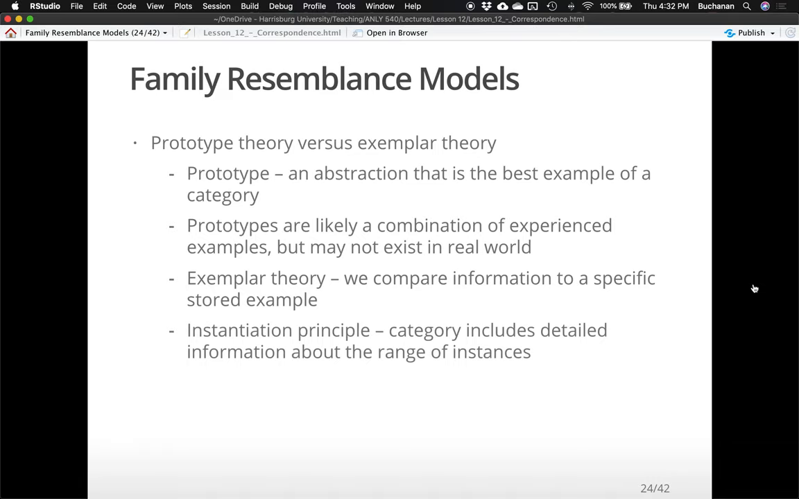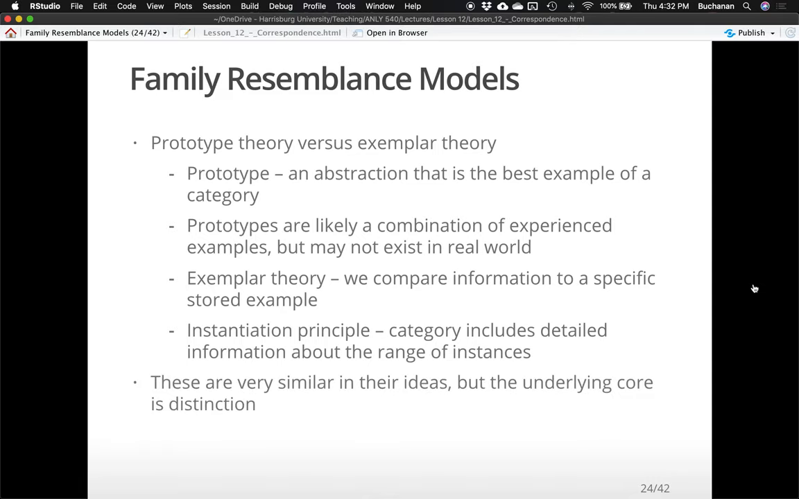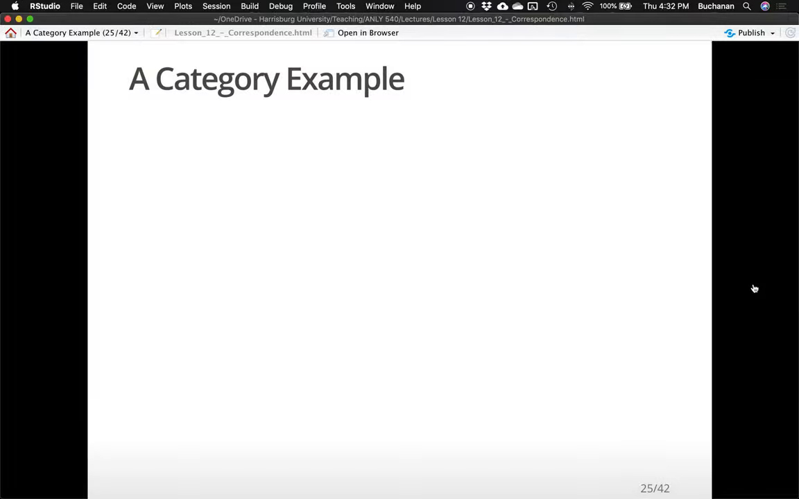The idea is that things are instances. A category includes detailed information about each range of instances or experiences. These two theories are very, very similar. The core distinction is how the category comparison occurs. It's occurring to a prototype, which is an abstraction, or an exemplar, which is a specific example. That's really the main difference between these two ideas. And we probably do both. So when you're thinking about categories, I always like to think about, what would a kid call this? How would I know what to call something? I would need to compare this new thing that I'm seeing to a stored representation of the category, and then I can decide if it's in or out.